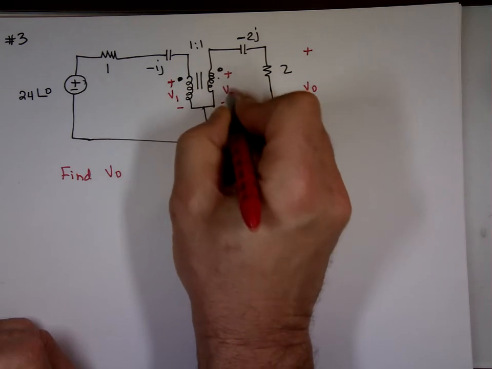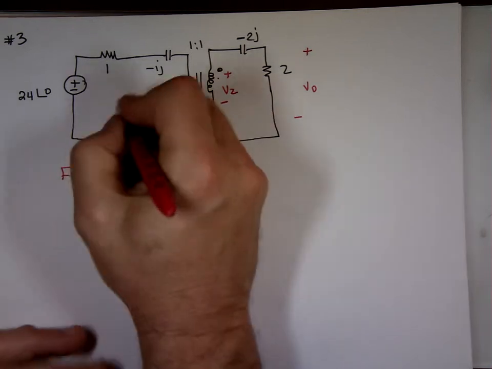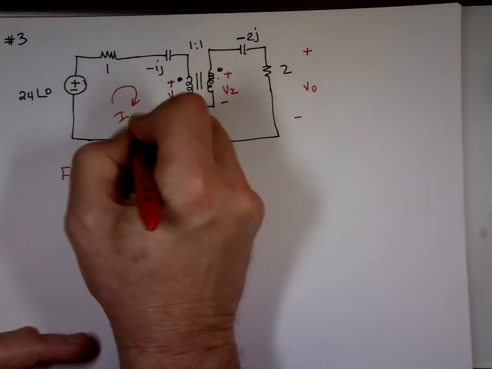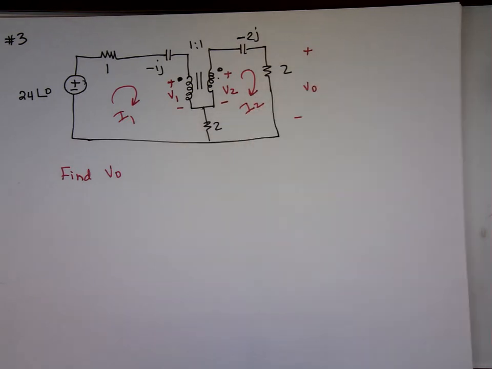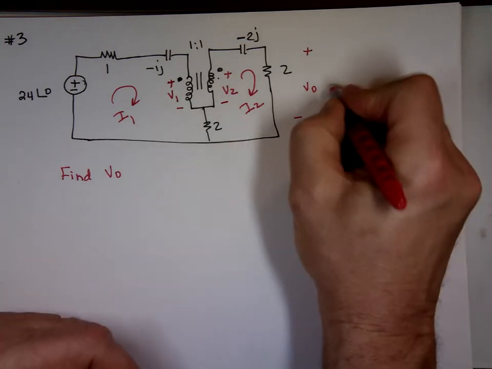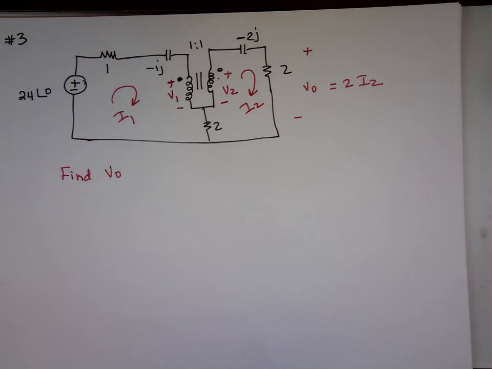Do you mind assigning the current clockwise? I sub 1, I sub 2. So V out is going to be 2 times I sub 2. So if I know what I sub 2 is, I'm done. So let's find first the first relationship. What's V out to V1? What's I sub out to I sub 1?